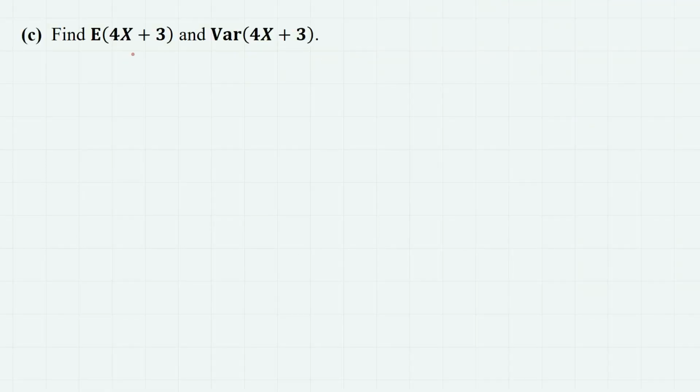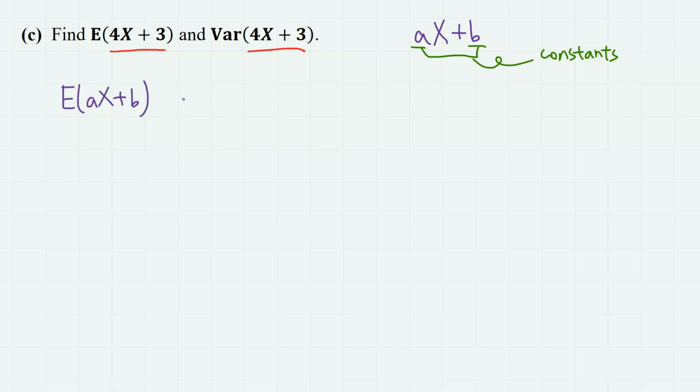Next, the expected value and the variance of 4x plus 3. Here we will use the following useful properties of the expected value and the variance of ax plus b, where a and b are constants. For the expected value of ax plus b, we simply multiply ax plus b by the probability density function f(x) and integrate them.